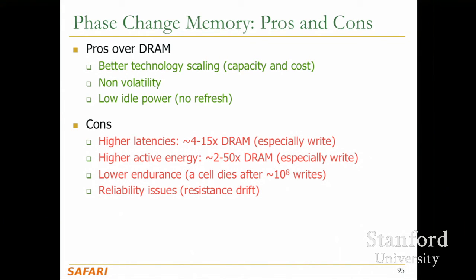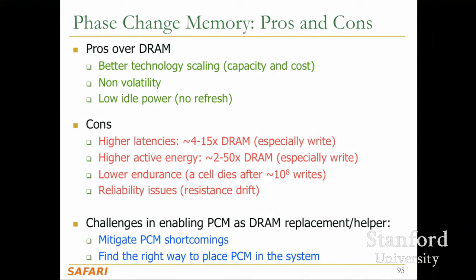The problem is you have higher read and write latencies, higher active energy for reads and writes, especially for writes. And you get lower endurance. A cell basically dies after some number of writes, which is similar to flash. And you have some other reliability issues, right? Resistance drift, but the time scales are much higher than refresh as far as we know today. So it's clearly challenging to enable phase change memory as a replacement for DRAM. We'd like to mitigate the shortcomings and find the right way to place phase change memory in the system.